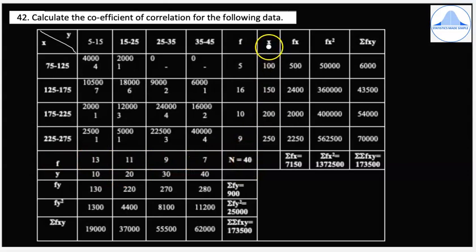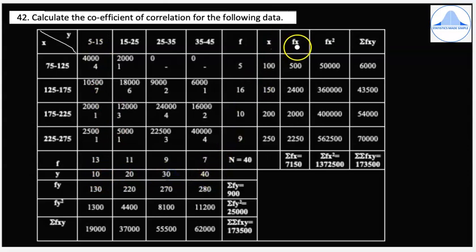The next step is to find out x. X, you know, is the midpoint of the class interval. 75 plus 125 whole divided by 2 gives us 100. Similarly, the next class interval's midpoint is 150, 200 and 250. In a similar way, find out y. Y is nothing but the midpoint of the y variable's class intervals. 5 plus 15 divided by 2 is 10, then 20, 30 and 40.